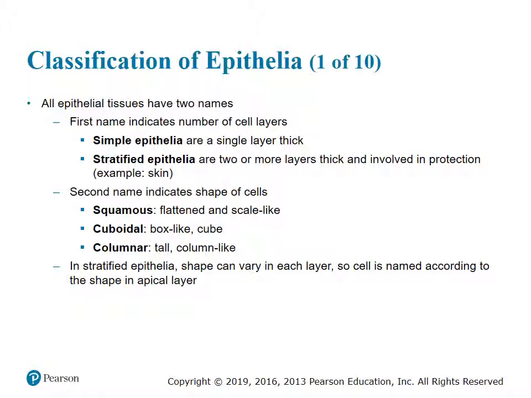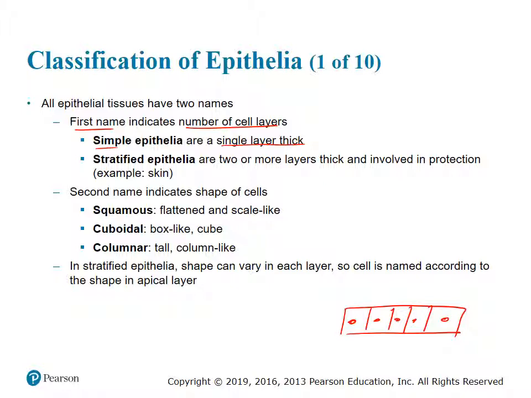The first name of epithelial tissue is always going to be indicating the number of layers that the tissue will have. If it is simple, that means there's only one layer. Very easy to remember, right? Simple means just one layer of cells. The examples I drew, again, various sizes there, but they're all one row or one layer. Okay?